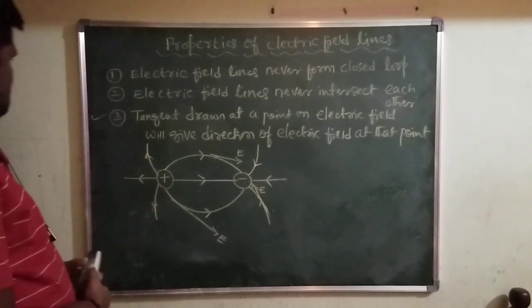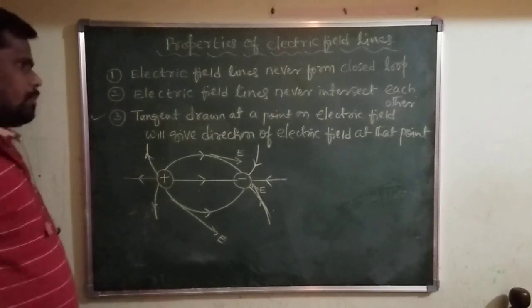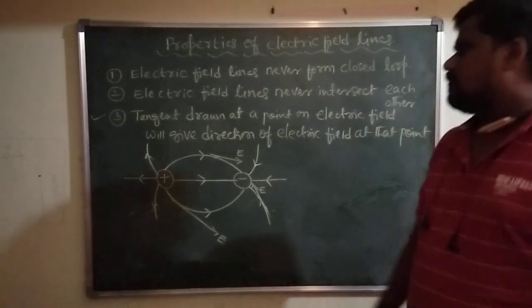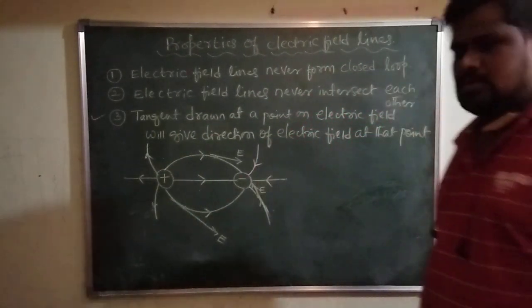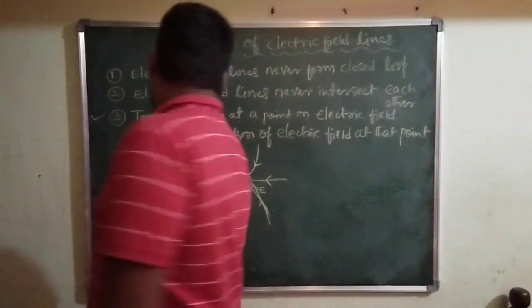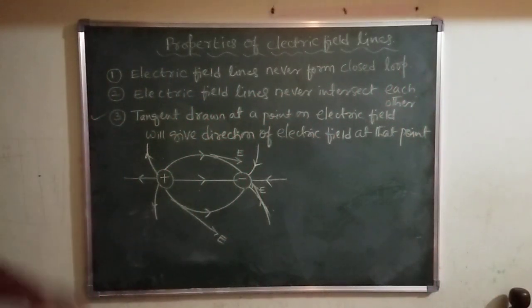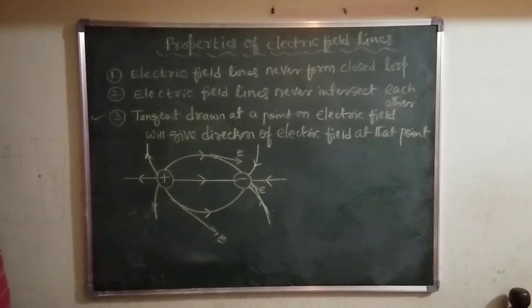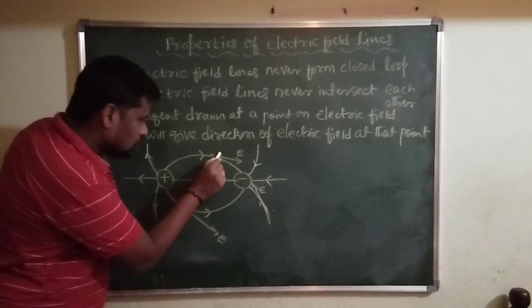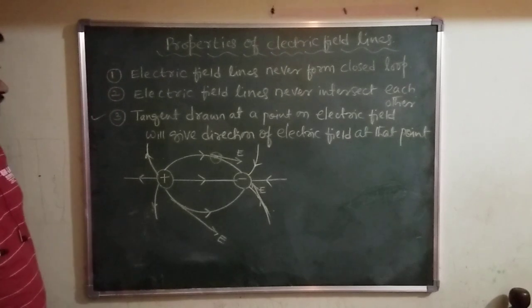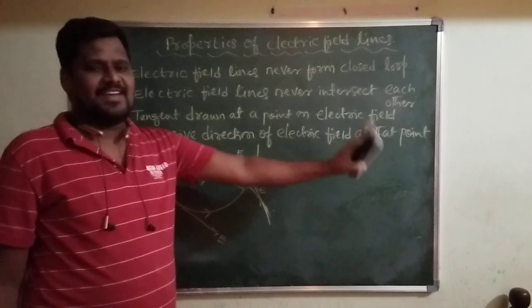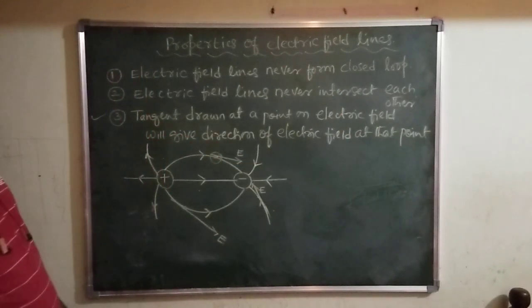As I said, the second property I will explain later. First property, electric field lines never form closed loops. Second property, electric field lines never intersect each other. What is the third property? A tangent drawn at a point on an electric field line will give the direction of the electric field at that point. Okay?